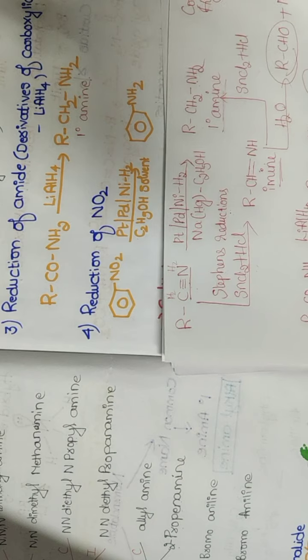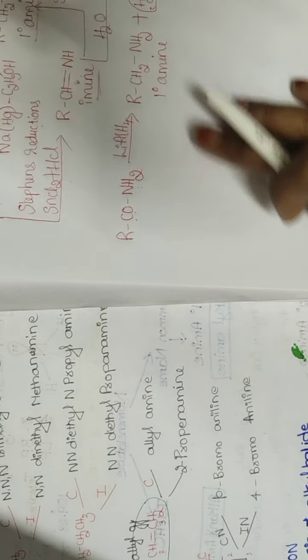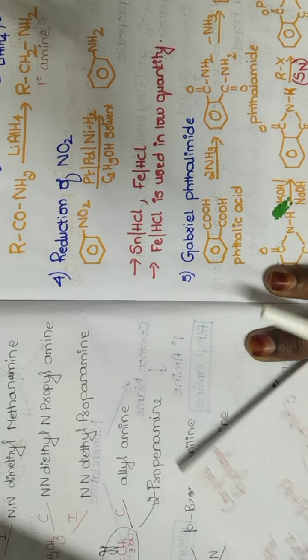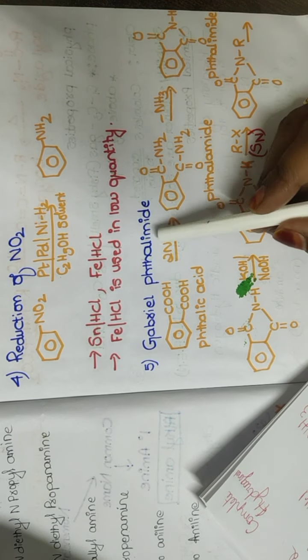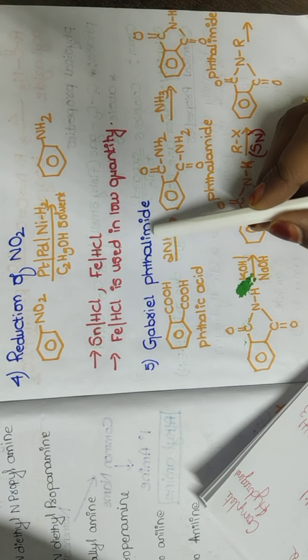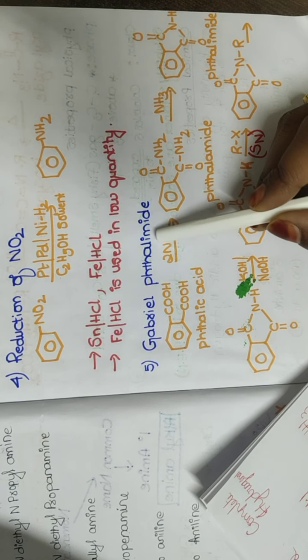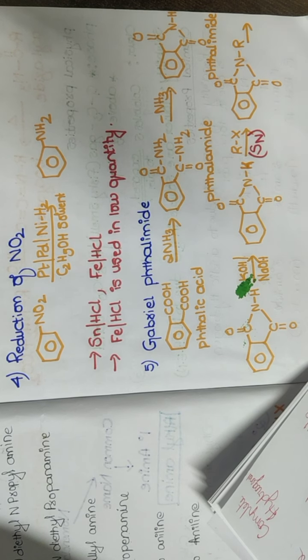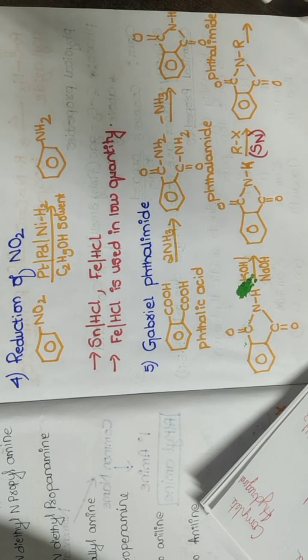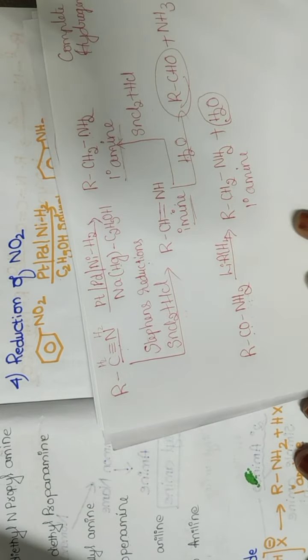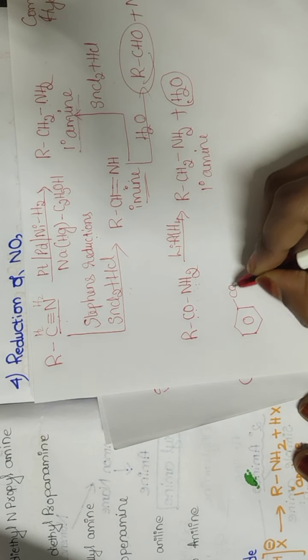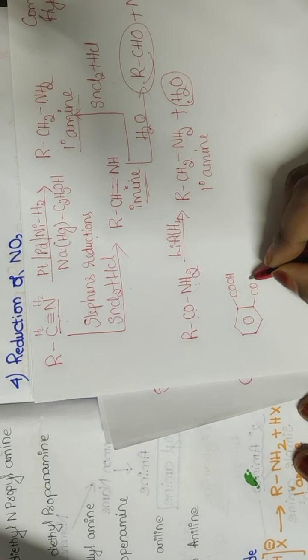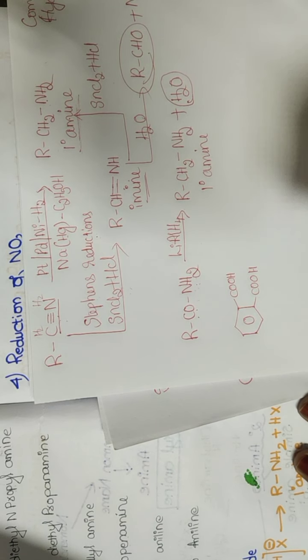The next is one of the very well known name reactions called Gabriel phthalimide synthesis. Here you can see that it is phthalimide, not phthalamide. A is not there, I is there, phthalimide. Let me tell you the difference between phthalamide and phthalimide. I hope you know that in the polymers chapter you have studied phthalic acid. Phthalic acid is a dicarboxylic acid in an ortho position, 1,2 position.